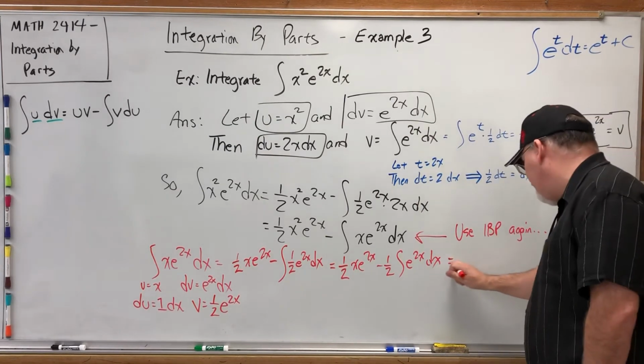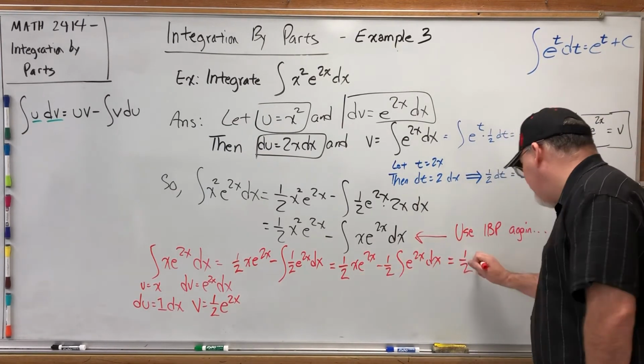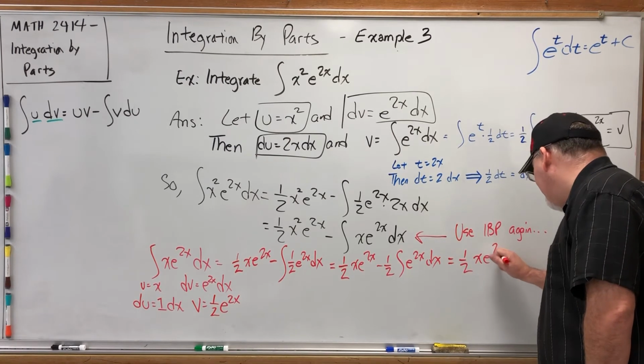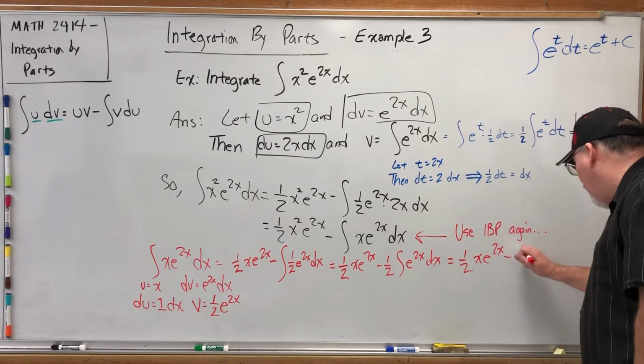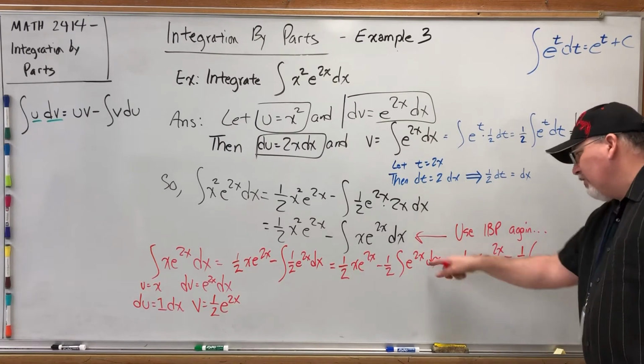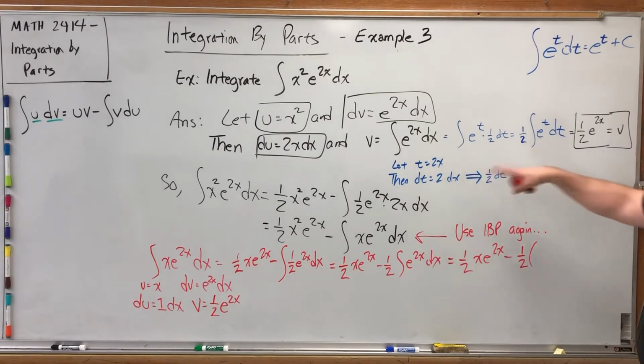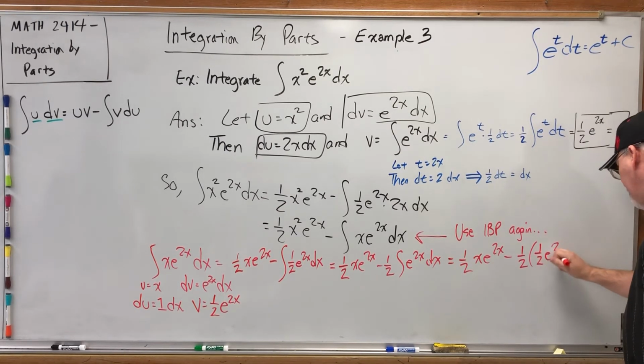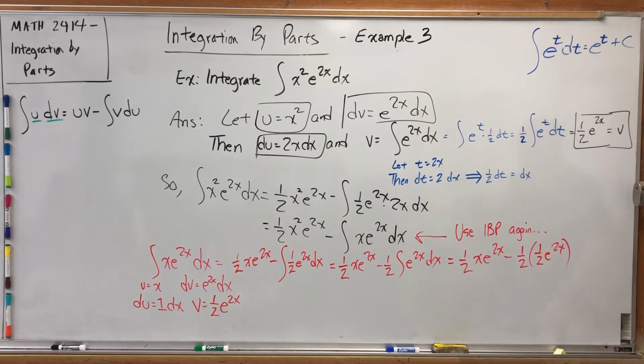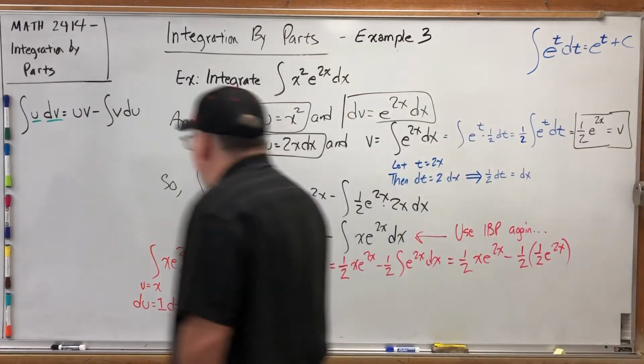Don't lose this piece over here, 1/2 x e to the 2x minus 1/2 times the integral of e to the 2x, but the integral of e to the 2x is still 1/2 e to the 2x. And this is our last integral, so it would pick up a plus c, but we'll import it into our final results up here. All right, so that part in red is done, but it's also in the way, so I'm just going to move it over here for a second.